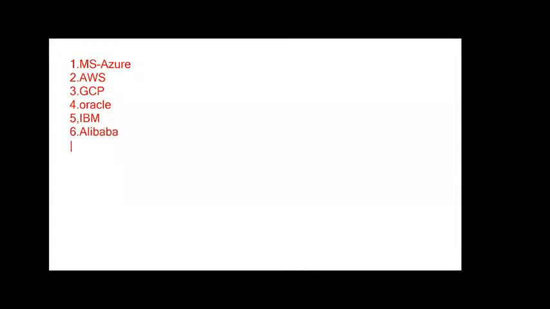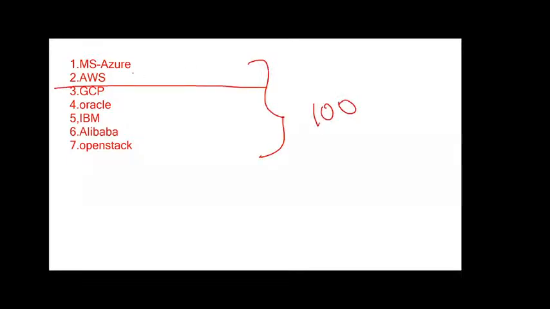Also we have OpenStack. Okay, we have n number of cloud vendors to provide cloud computing technology. Out of them, if you consider the cloud market is 100%, these two, Microsoft Azure and AWS, occupy 80%. The remaining all, GCP, Oracle, IBM, Alibaba, OpenStack, their percentage in the world is just 20%.